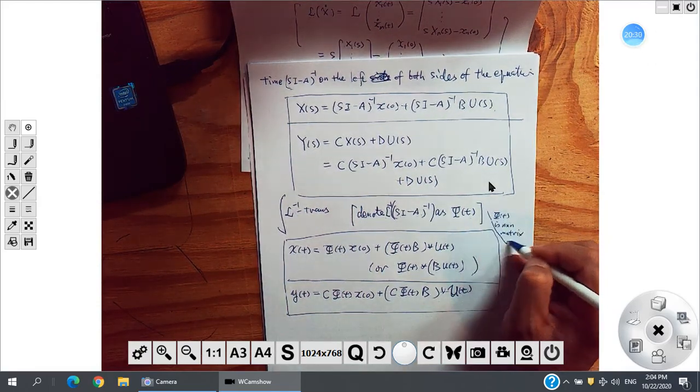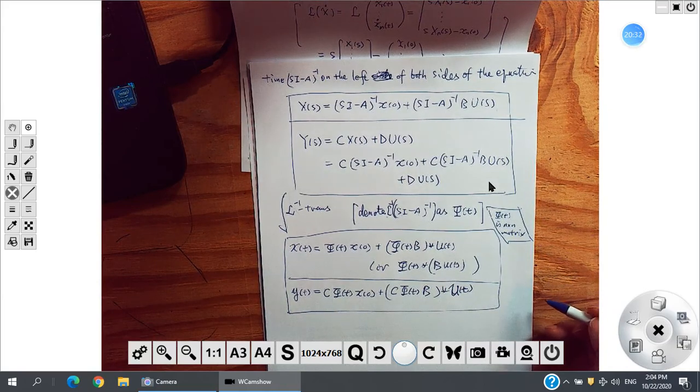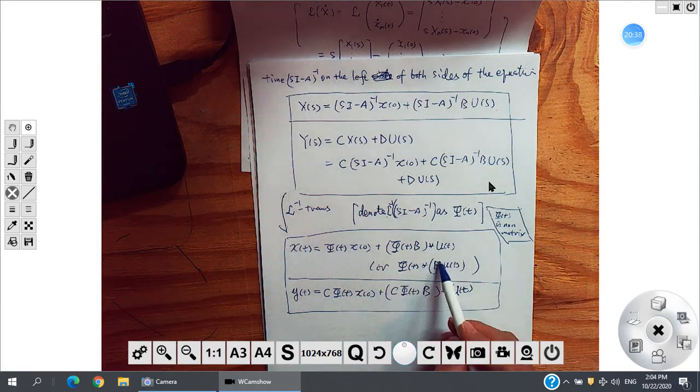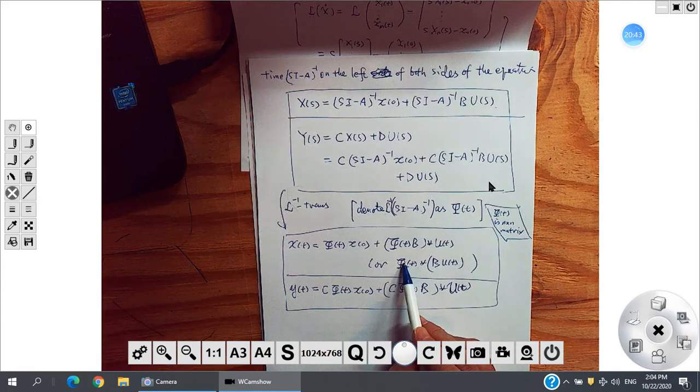Right. It's a matrix. Phi t is a matrix. Then the convolution, if I use phi t convolution with bu, you need to calculate for every element in phi t with the convolution with b times ut. So that's a lot. And use the first way, phi t times b firstly, before I do the convolution.